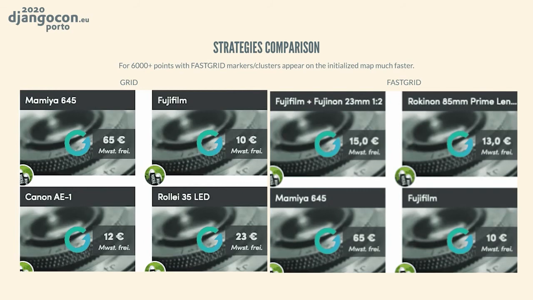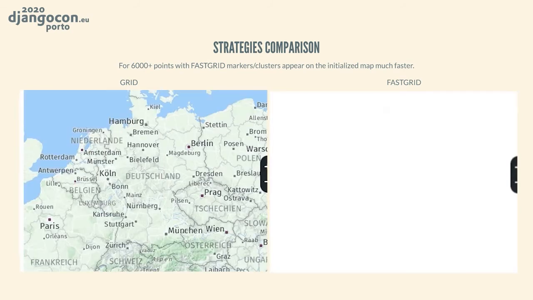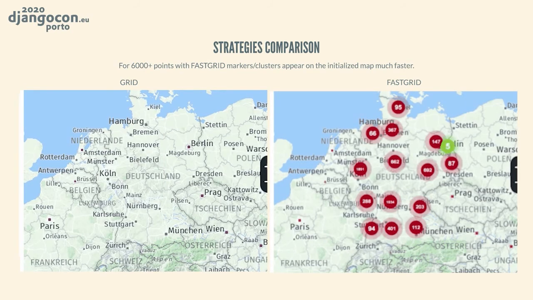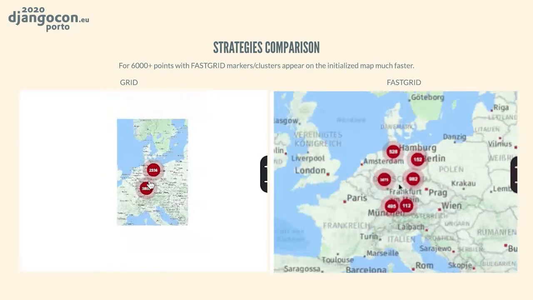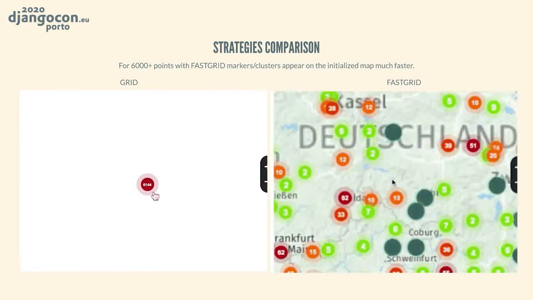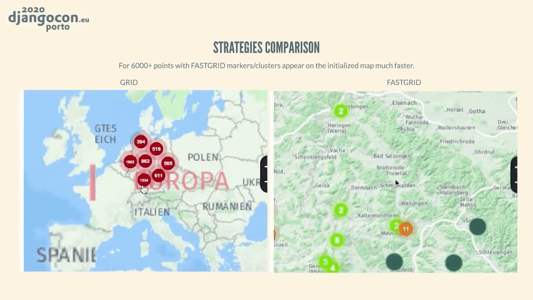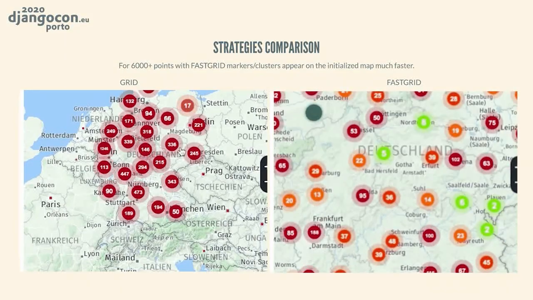We made our own comparison of the different strategies, and we can see that with a lot of markers, clusters appear on the initialized map much faster with the fast grid strategy than with the grid strategy.